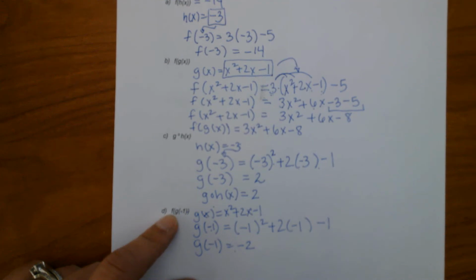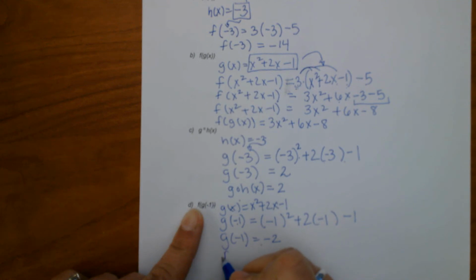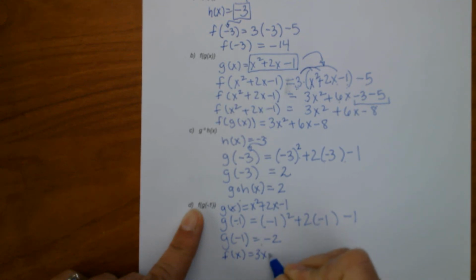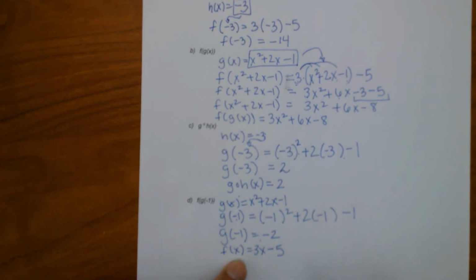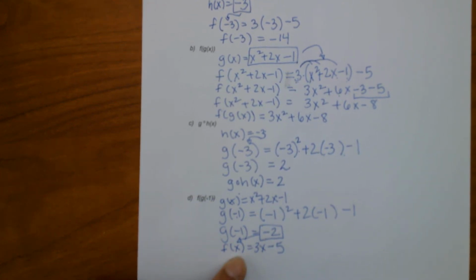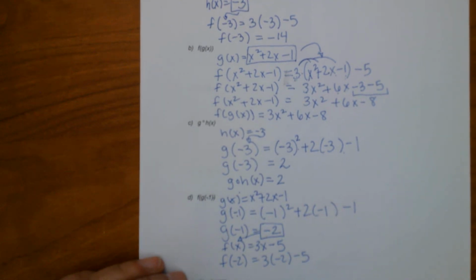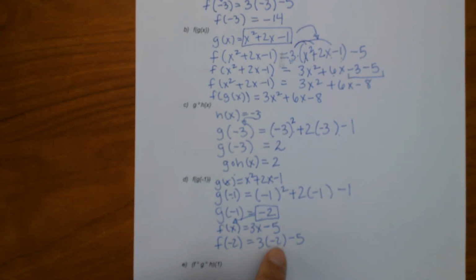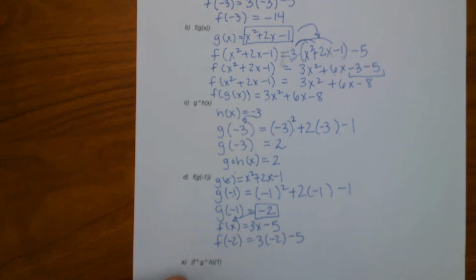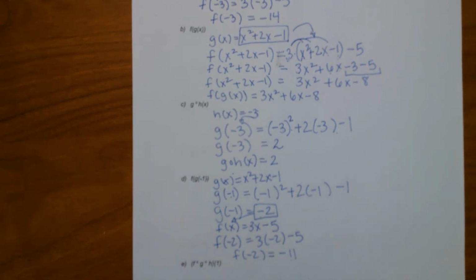It says go to the f function now. So I go up here to my f function. I write my f function down. And what do I have to put in? The output that I got now becomes my new input. So I'm going to input -2. So f of -2 equals 3 times -2 minus 5. I'm inputting. So f of -2 equals -11. 3 times -2 minus 5 is -11.